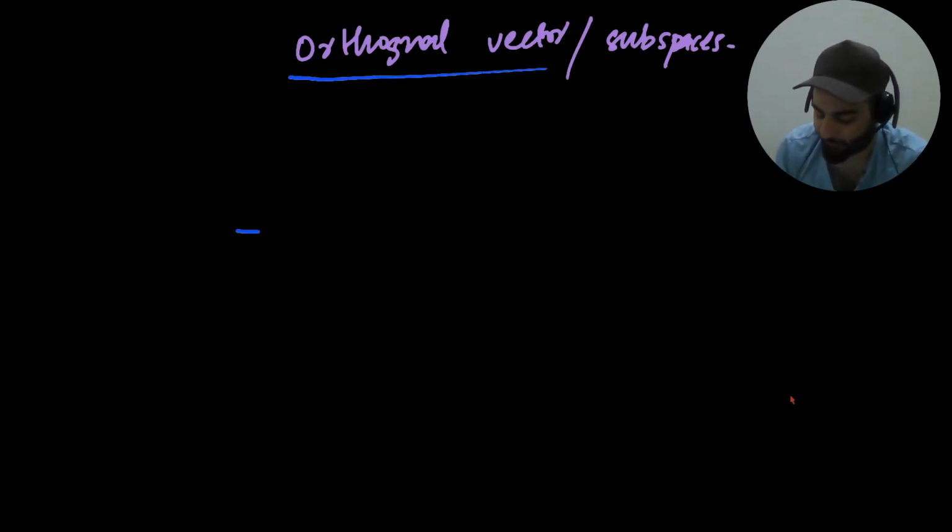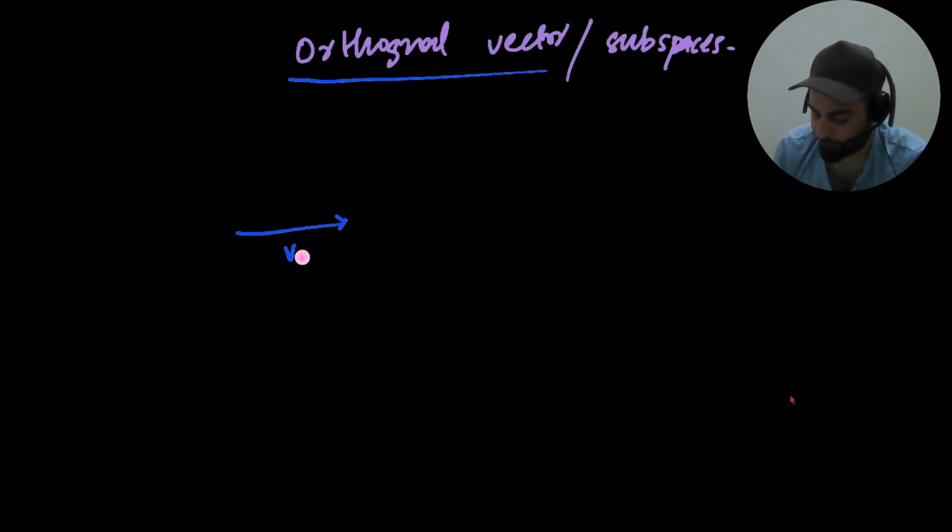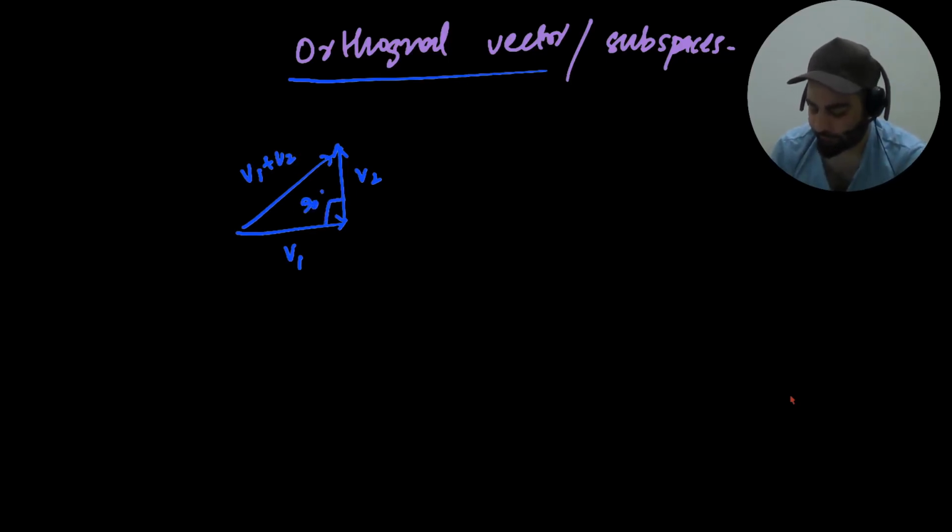Now we'll move on to what are called orthogonal vectors and orthogonal subspaces. If you've seen the previous lectures, we started with orthogonal vectors. What is the meaning of orthogonal? If the vectors are at an angle of 90 degrees, we call them orthogonal vectors. Let's suppose we have this vector v1 and this vector v2. These are the two vectors, and this is our vector v1 plus v2. This is the 90-degree angle.